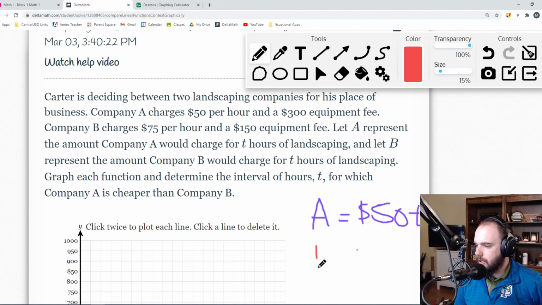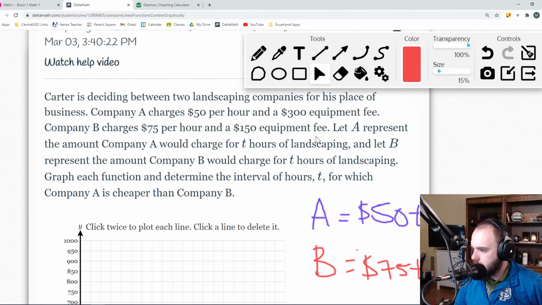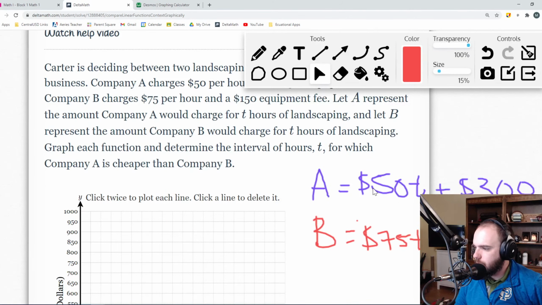All right, so then company B charges $75 per hour. So for every hour, they're charging $75. So if it's 1 hour, it's going to be 75. If it's 2 hours, it's going to be 150. I'm basically going to use this information to draw our lines. We're going to draw a line for line A and a line for line B.